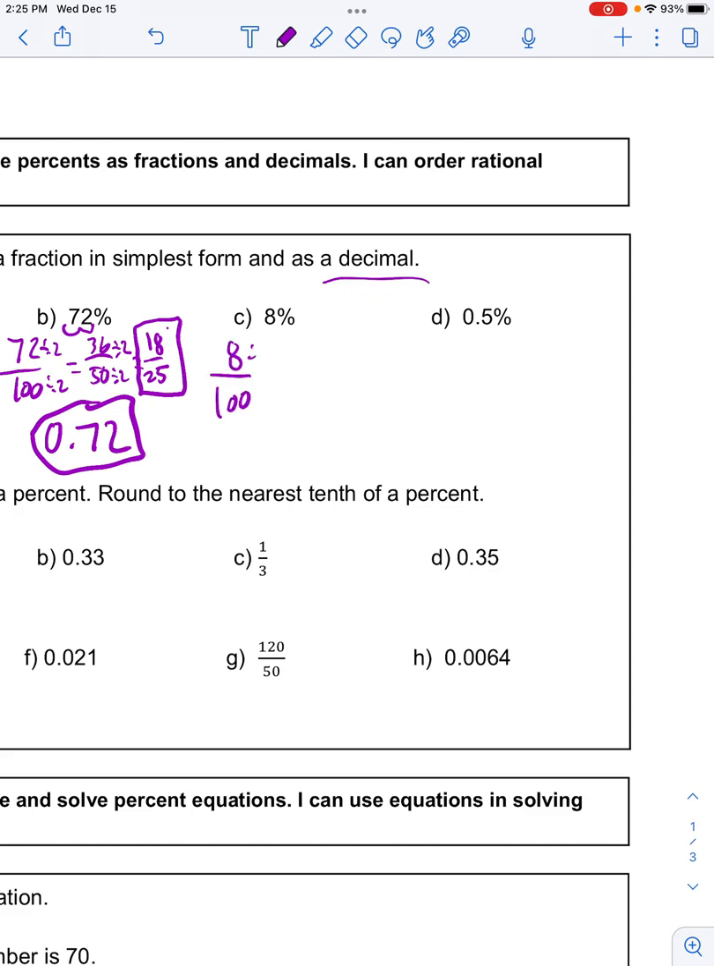8% as a fraction is 8 over 100. Divide the top and the bottom by 4. I'm going to get 2 25ths.